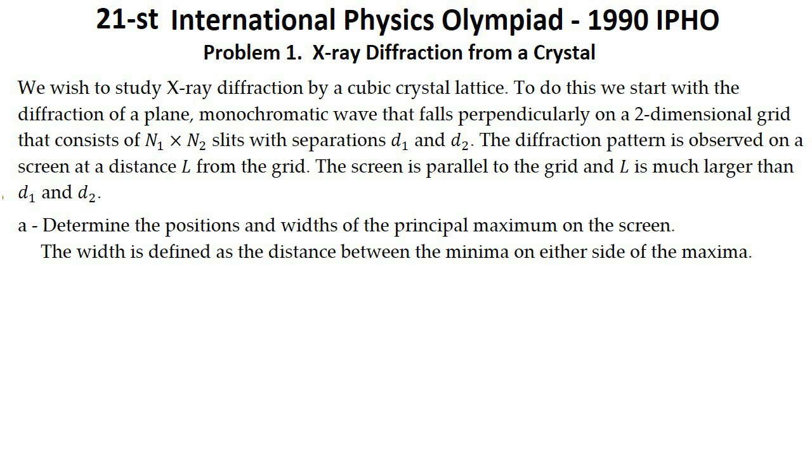Question A. Determine the positions and widths of the principal maximum on the screen. The width is defined as the distance between the minima on either side of the maxima.